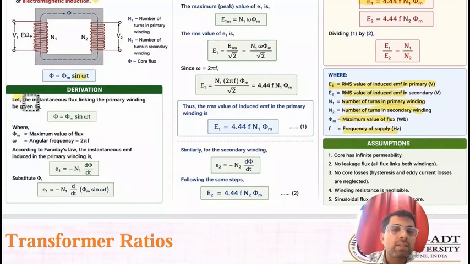Let the instantaneous flux linking with the primary winding be phi equals phi m sine omega t, where phi m is the maximum value of flux and omega is the angular frequency, which is 2 pi f. According to Faraday's law, the instantaneous EMF induced in the primary winding is minus N1 d by dt of phi. This derivative equation we have also seen in the concept of the transformer. Now substitute the value of phi, that is phi m sine omega t, so we have minus N1 as it is, d by dt of phi m sine omega t.